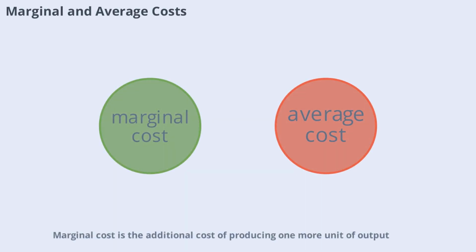Marginal cost is the additional cost of producing one more unit of output, while average cost is the total cost divided by the number of units produced. These concepts are vital for pricing and production decisions. Firms aim to produce at the level where marginal cost equals marginal revenue, maximizing profit. Monitoring average and marginal costs helps businesses stay competitive and efficient.